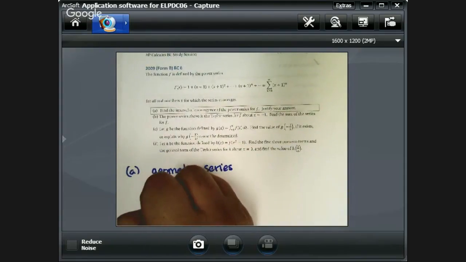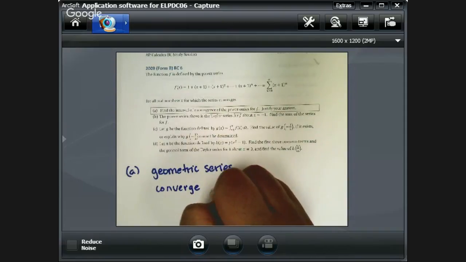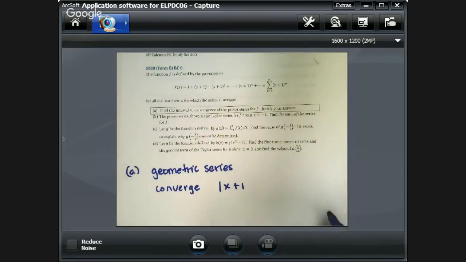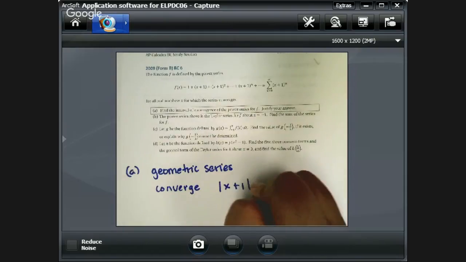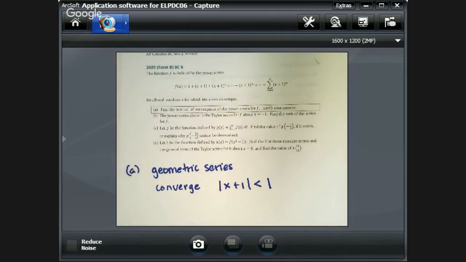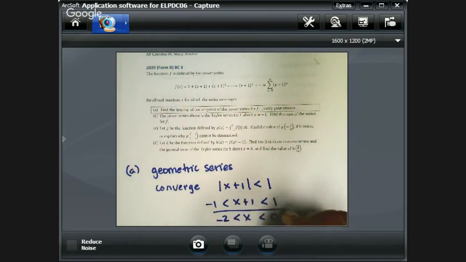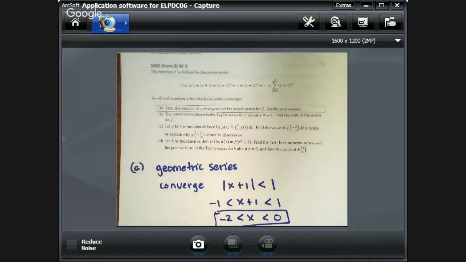Since it's a geometric series, it will converge when the absolute value of x plus 1, the common ratio, is less than 1. I don't even need to check the endpoints because at 1, it will diverge. So all I need to do now is express this open interval, and I'm actually done.